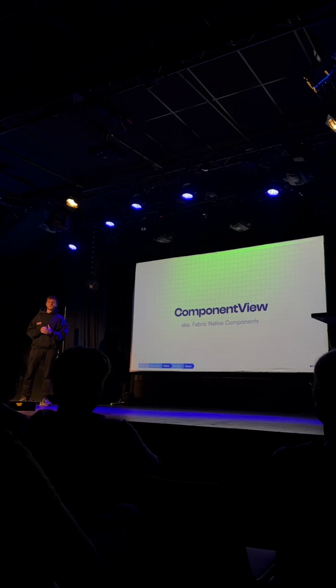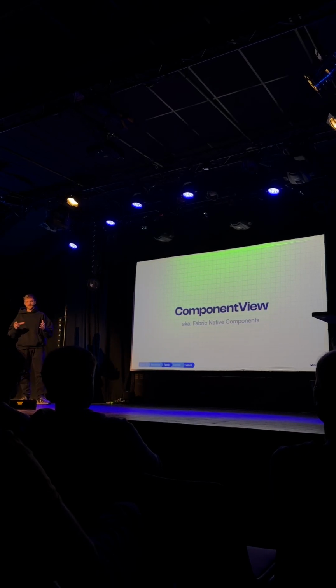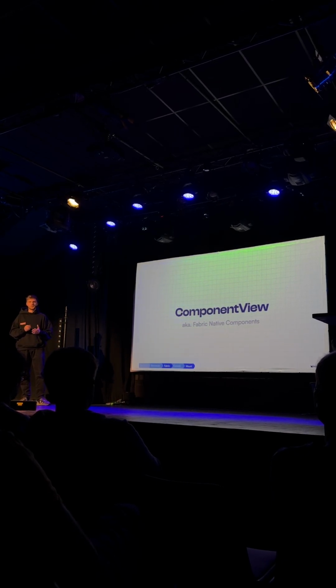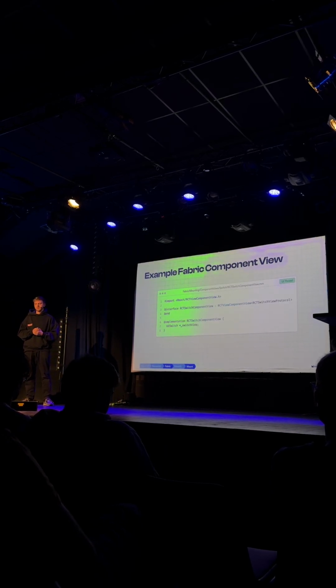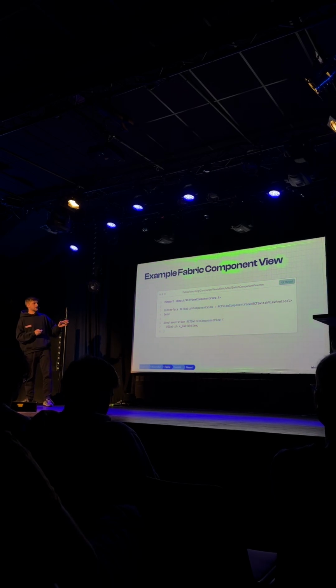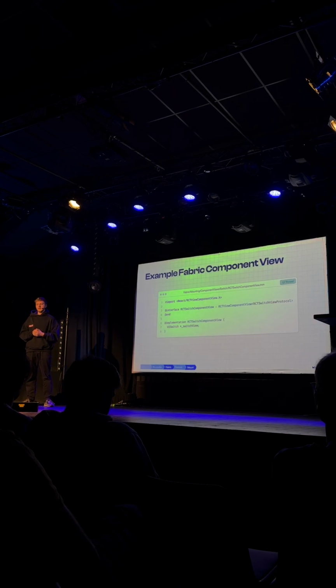But yeah, what are component views? Component views are basically the Fabric native components. There are different ways to describe them. Component views are used all over in the native code, so I'm going to stick with that. And here's an example implementation of a native component. This is the switch component, you know, the toggle thing that we have in React.